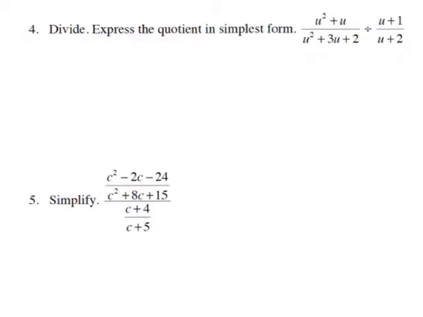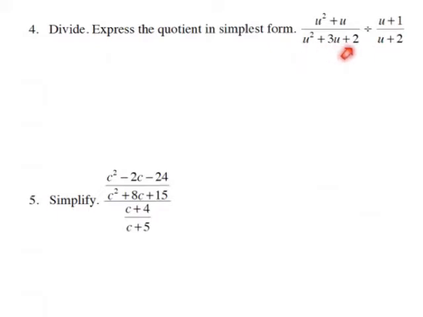For problem number 4, we have another division problem. So let's go ahead and examine it first. Always look at it. Okay, it looks like I can factor up here. Why? Because that's a u squared, and the greatest common factor is going to be u. Look down here. I have 3 terms. Is there a common factor?